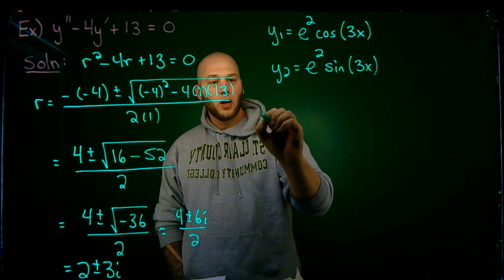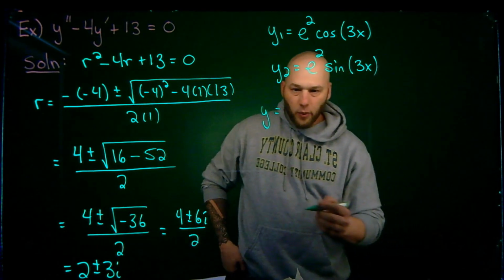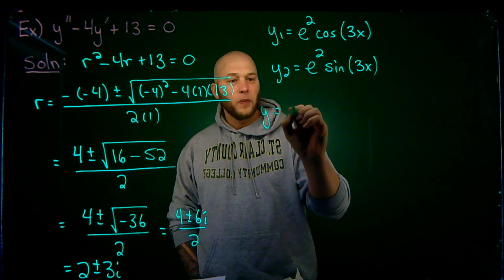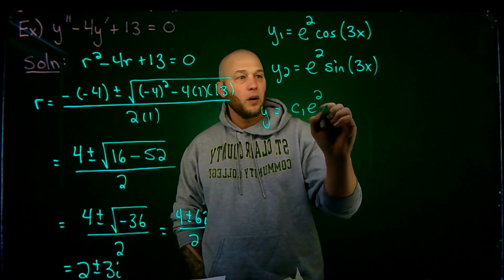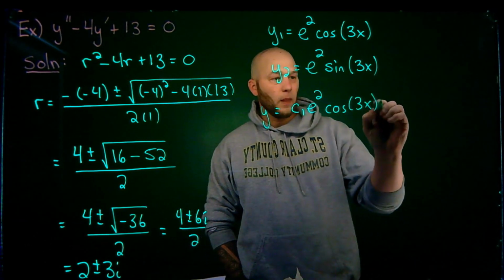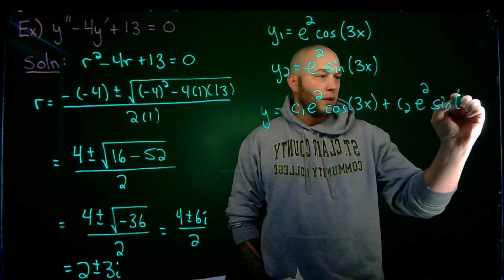In other words, the general solution, if I had, say, initial values, like an initial value problem, where we could solve for c1 and c2, we would use the following function: c1 e to the 2x cosine of 3x plus c2 e to the 2x sine of 3x.